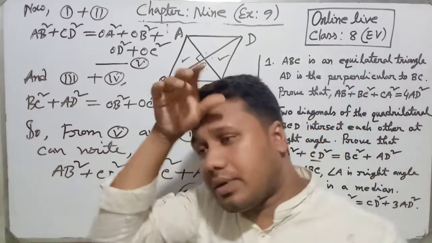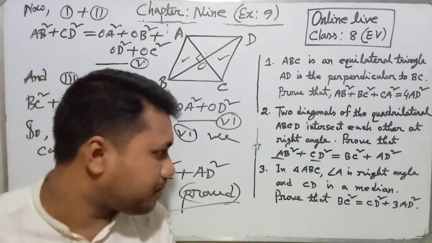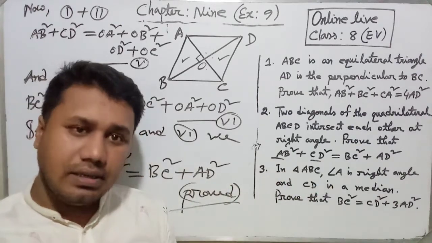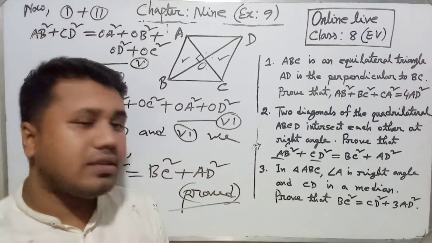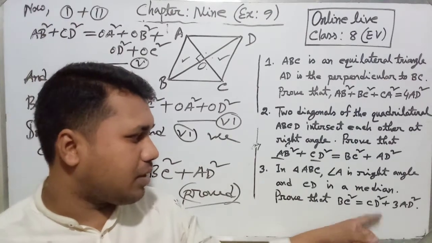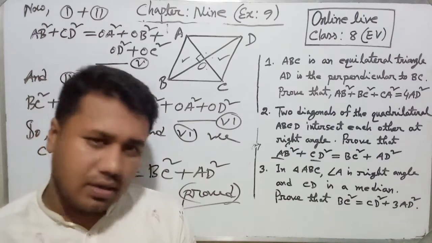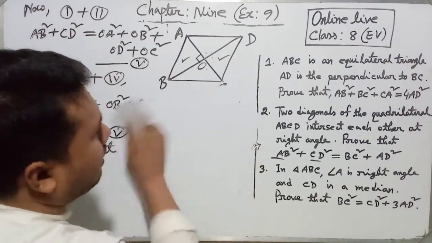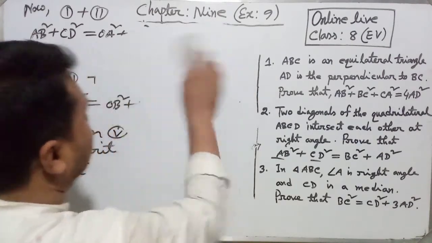Very simple. Now dear students, our last topic: in triangle ABC, angle A is right angle and CD is a median. Now prove that BC square equals CD square plus 3AD square. So at first we have to draw our figure.